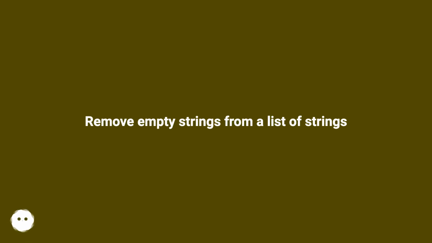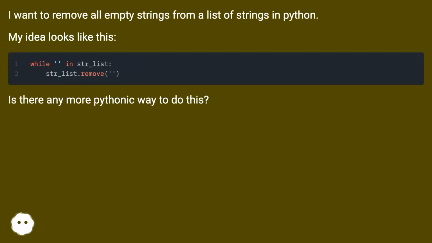Remove empty strings from a list of strings. I want to remove all empty strings from a list of strings in Python. My idea looks like this. Is there any more Pythonic way to do this?